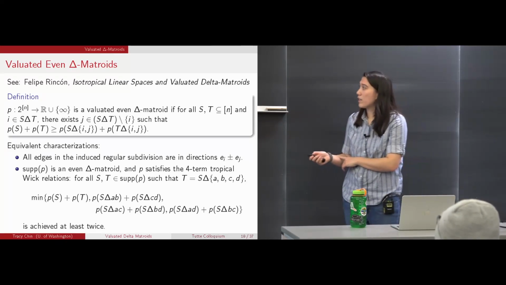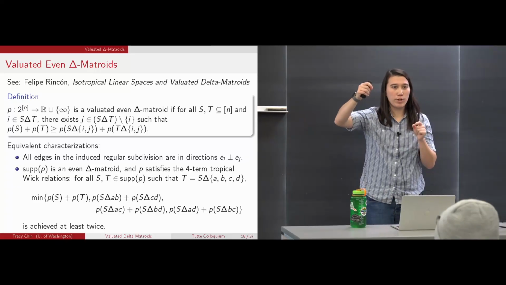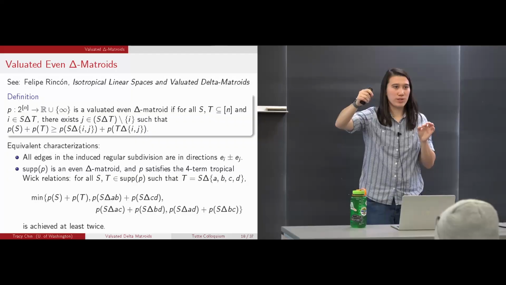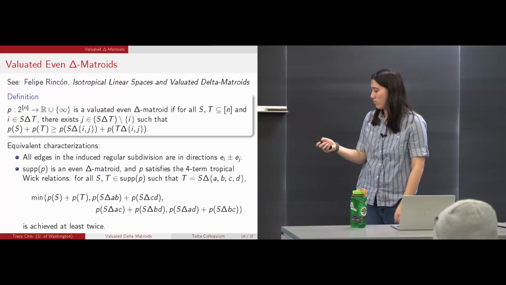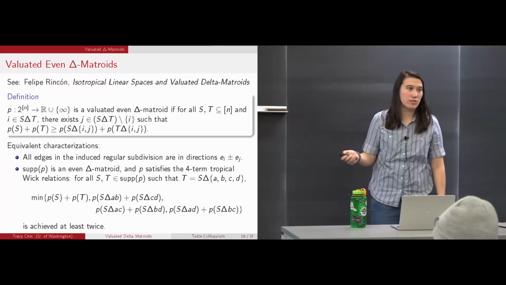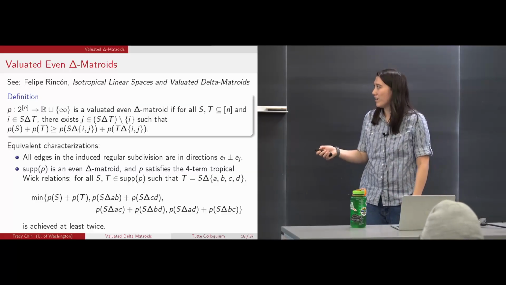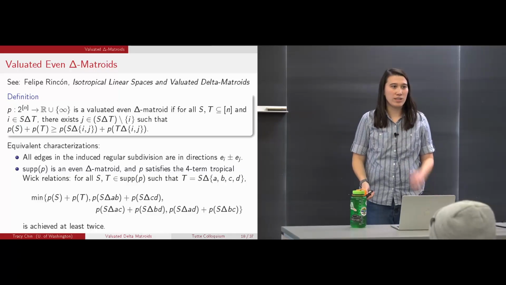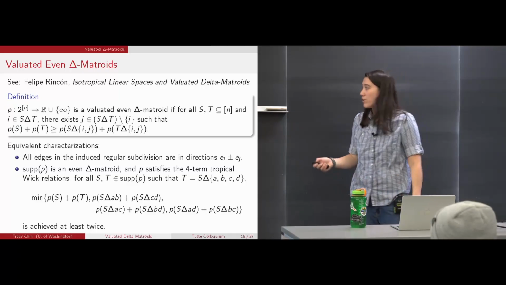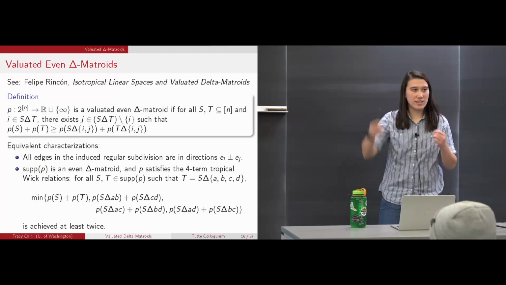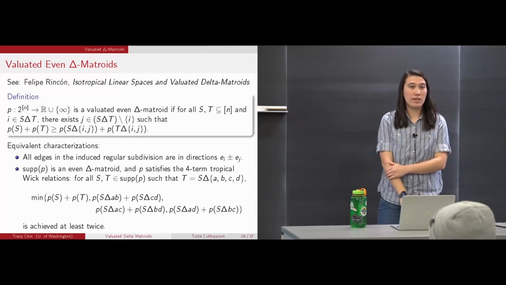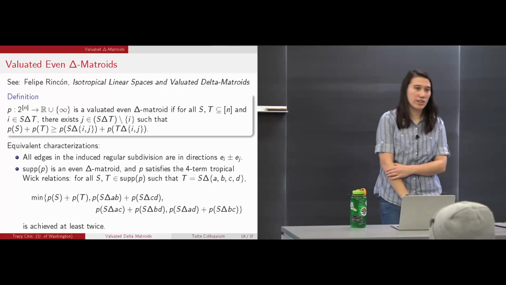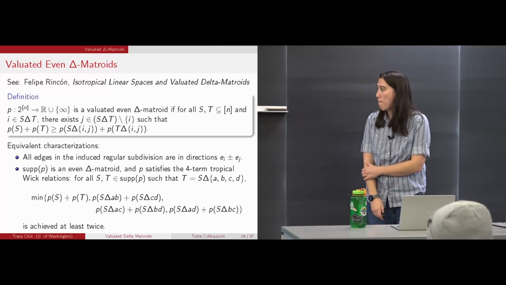Again, if we take any two things that are 4 apart, we know that the minimum can't be attained uniquely by those two things, because there has to be some exchange we can do. So the minimum among all possible exchanges we can do, starting with things that are 4 apart, has to be attained twice. And it turns out that if we just check it on these 4 cubes, that is enough. Sort of like for matroids, it was enough to check it on these octahedrons. Here it's enough to check it on these 4 hypercubes.